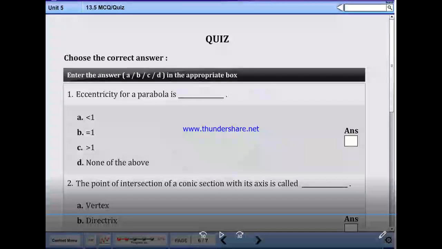Now quiz. We may ask questions like: eccentricity for a parabola is less than 1, equal to 1, greater than 1, none of the above. Eccentricity for a parabola is equal to 1. Second, the point of intersection of a conic section with its axis is called vertex, directrix, etc. The answer is vertex.